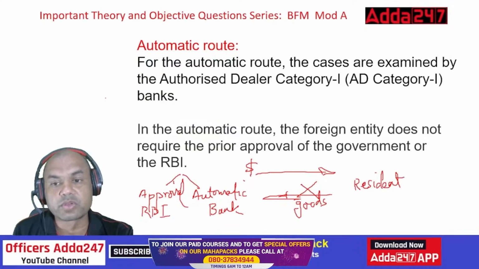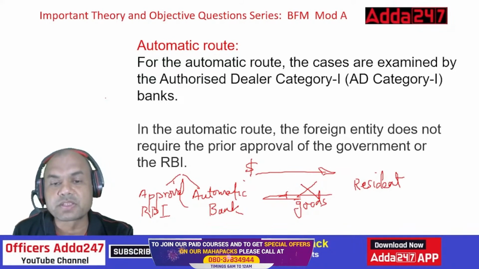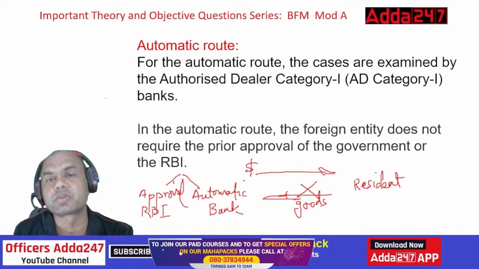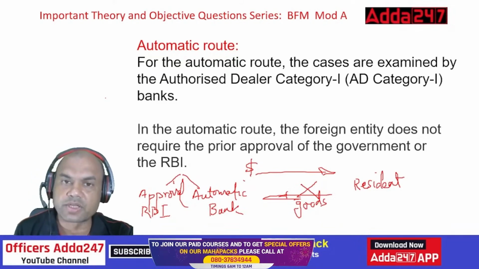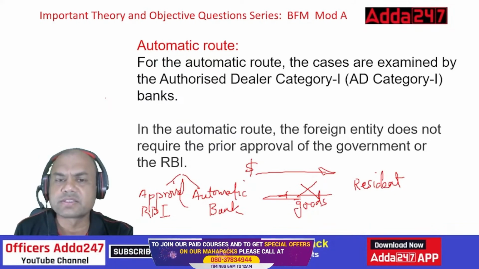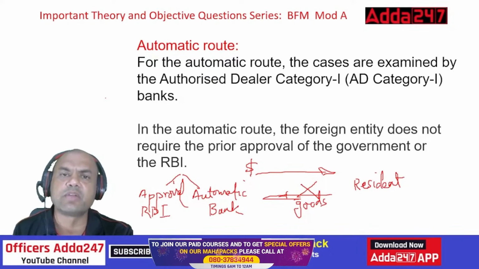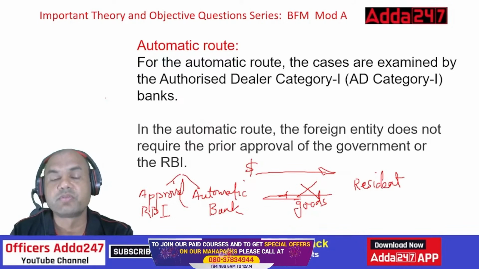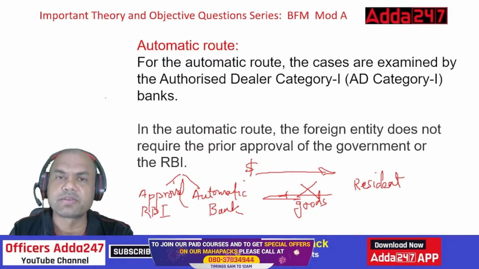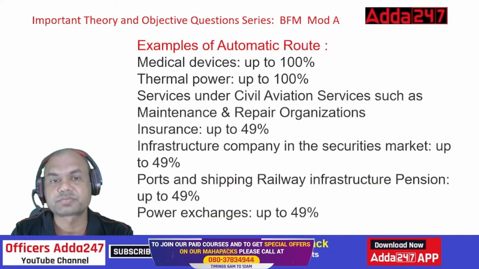In automatic route, the foreign entity does not require a prior approval of government or RBI. Because if approval is required, then it automatically becomes the approval route. So that's what is given. These are the leniencies given by the government. Why are these given? Because there are certain sectors which require constant funds and which are safe, which give the economy a boost. For these sectors, government has given some freedom. Which are those sectors? Let's look at this.